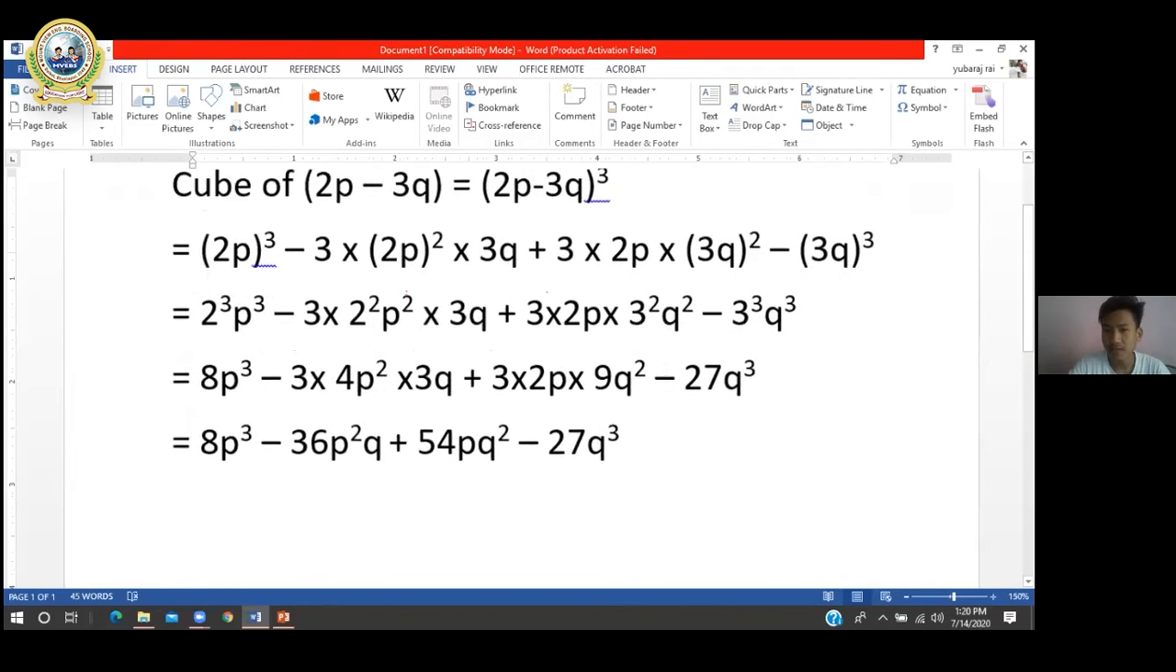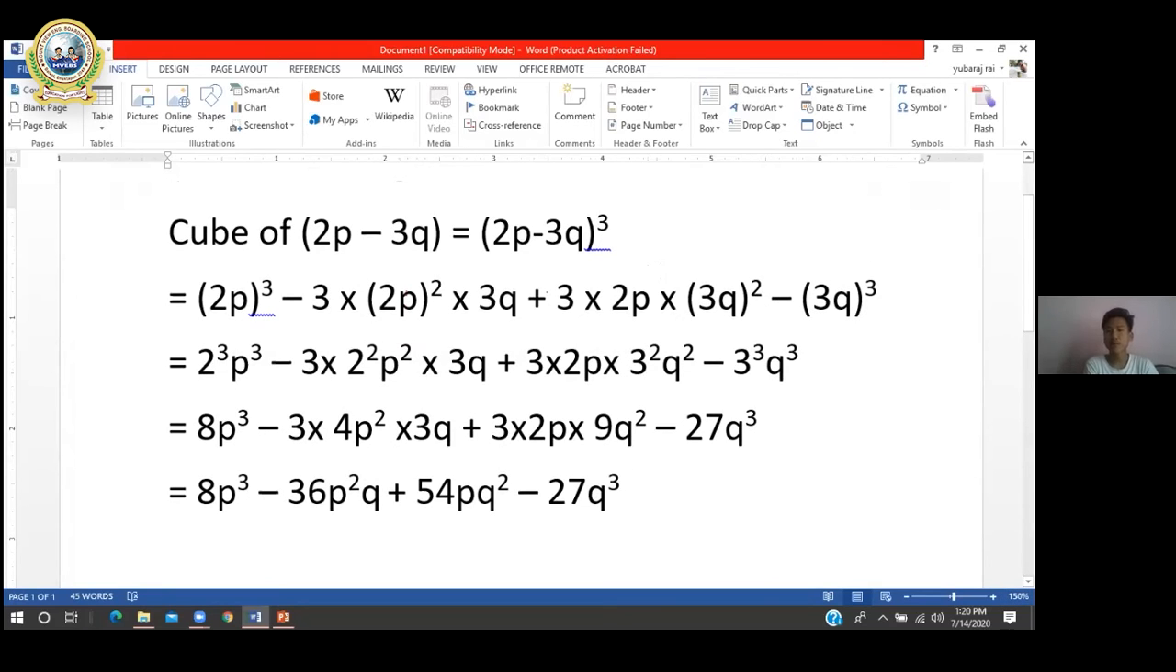So this is how we do it. If it was plus, then everything would be plus. The formula for a plus b whole cube would be a cube plus 3a square b plus 3ab square plus b cube. How it is generated, I have already explained when we discussed a plus b whole square and a minus b whole square, so I don't need to do that again. So this is how we do it: use the formula, open it up, and just distribute the powers.